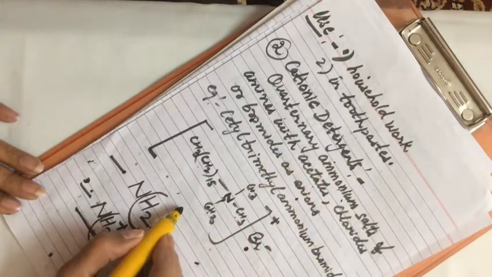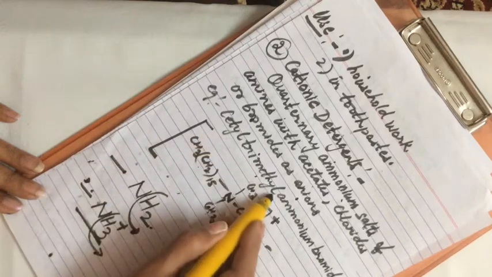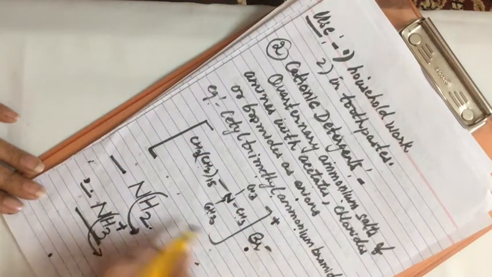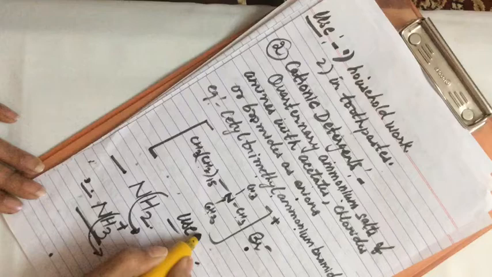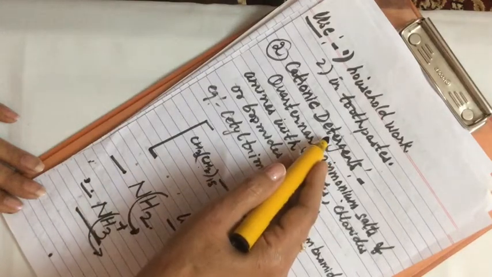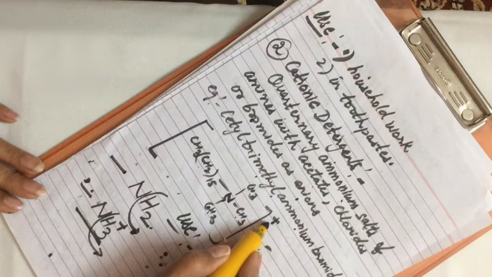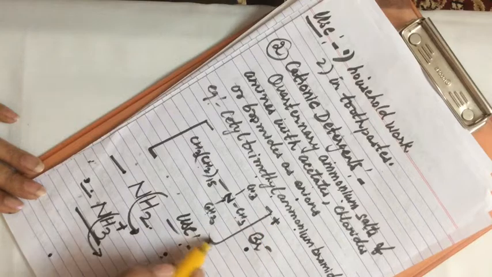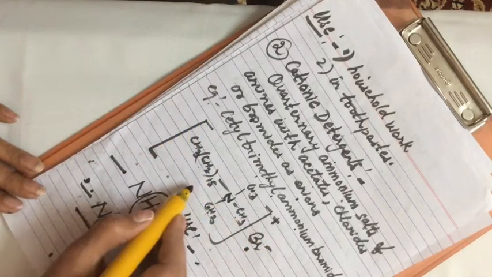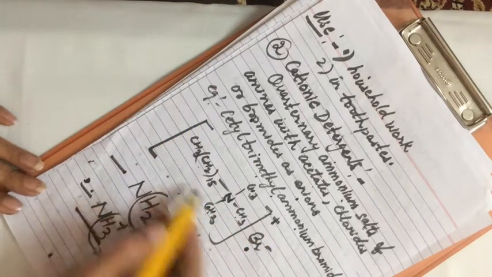Now this is cetyl trimethyl ammonium bromide. Why is this called a cationic detergent? Because the major part here is the cation, which does the cleansing action.